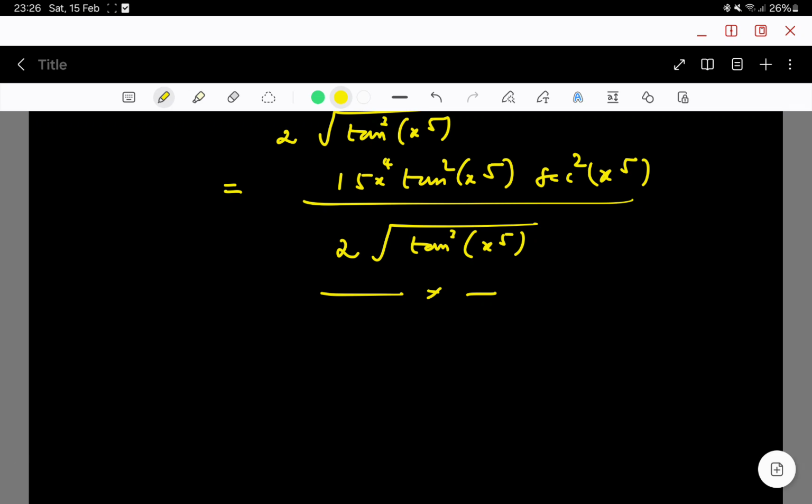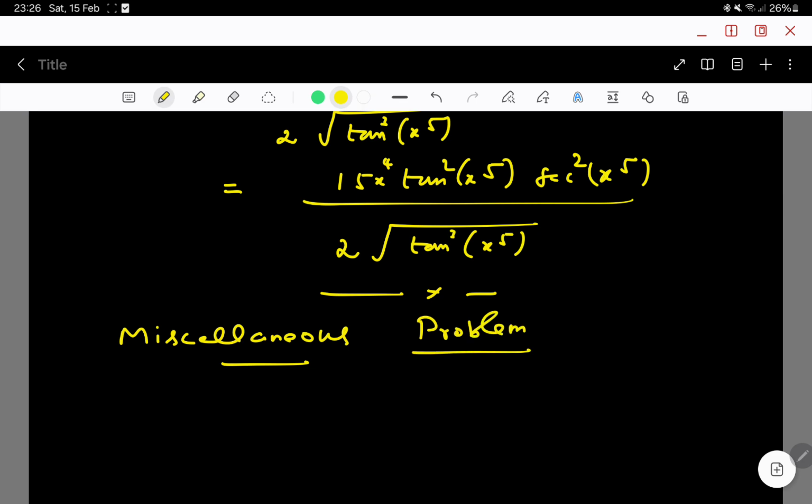Next we see miscellaneous problems. Miscellaneous means mixed problems using the power rule, exponential, log, square root.